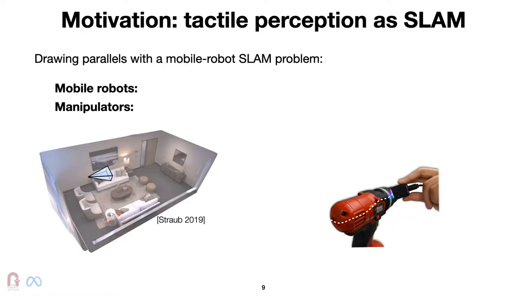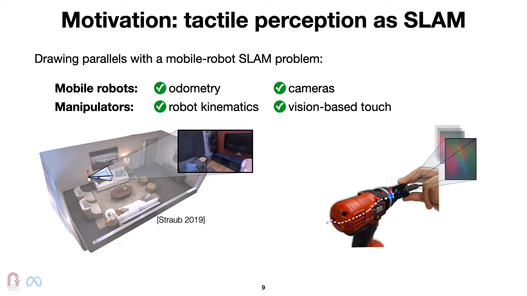The tactile perception problem can be viewed through the lens of a SLAM problem. Robot proprioception gives us odometry, just as encoders do in mobile robots. Visual measurements can be derived from vision-based touch. However, these tactile images lack global context, unlike their visual counterparts. And finally, our reconstruction goals can be compared against object meshes, similar to floor plans in mobile robotics.